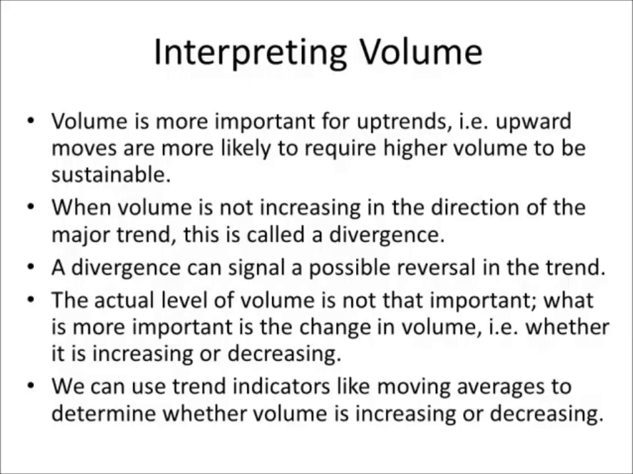Volume is generally more important for uptrends. Now, I did say earlier that volume can be used to confirm downward movement as well as upward movement, and that's true. But what I'm saying now is that for upward movements, volume is more important. So it better confirms upward movement than it confirms downward movement. And this is because upward moves generally require higher volume to be sustainable. So when the market's going up, it requires a lot of buying interest. And this requires higher volume to occur.